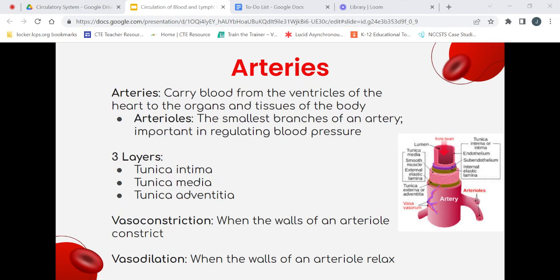Finally, we have the tunica adventitia, and this is the outer layer of an artery or vein. It consists of connective tissues rich in elastic and collagen fibers.